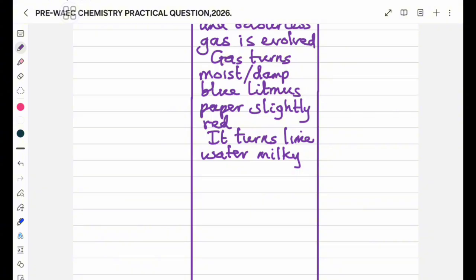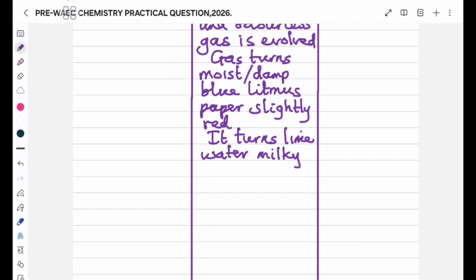When a gas is passed gently into lime water and the lime water turns milky, it's a confirmation that the gas is carbon dioxide, CO2. This is a confirmatory reagent for CO2. It is only CO2 that turns lime water milky.